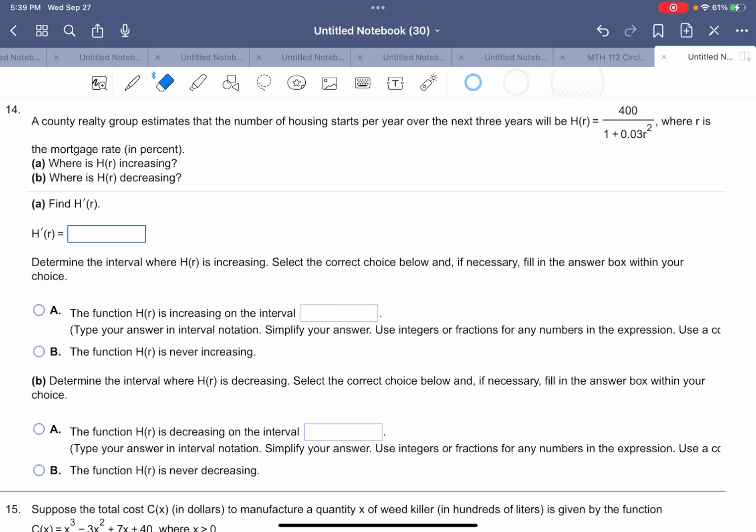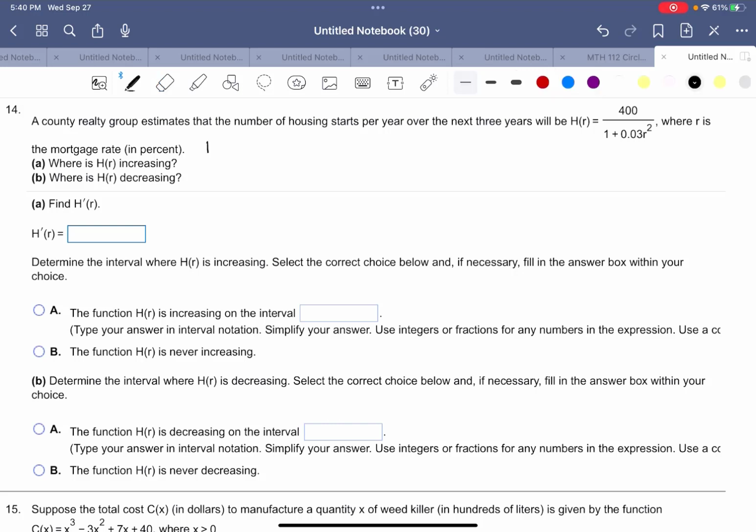Example number 14. A county realty group estimates that the number of housing starts per year over the next 3 years will be the function h of r equals 400 divided by 1 plus 0.03 r squared, where r is the mortgage rate in percent. Where is h of r, that is, where are the housing starts increasing, and where are the housing starts decreasing?